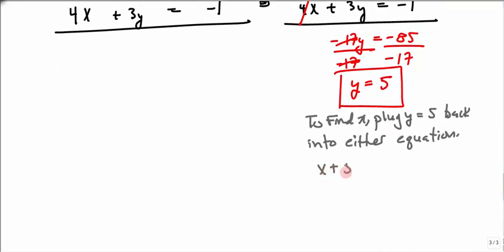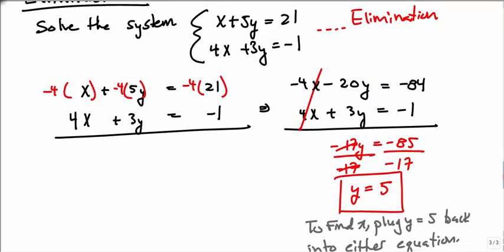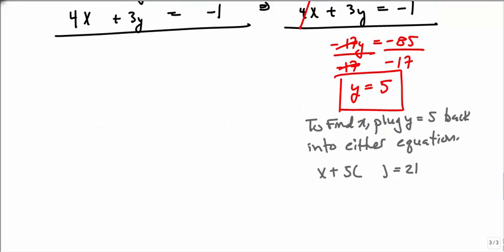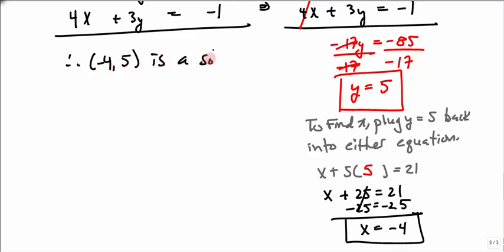So x plus 5y equals positive 21. So I'm going to plug a 5 in here. And I get x plus 25 equals 21. Subtract 25 from both sides. x equals negative 4. So these are my two values. Therefore, I have the ordered pair (negative 4, 5) as a solution to the system.